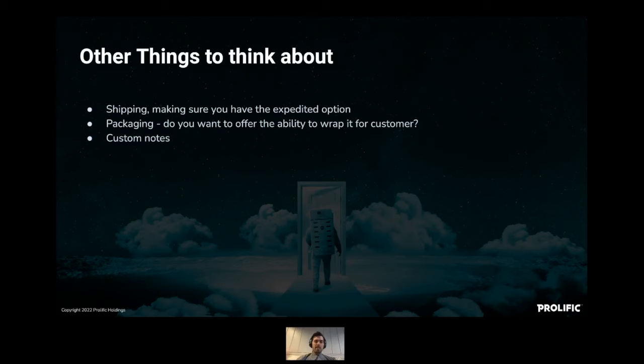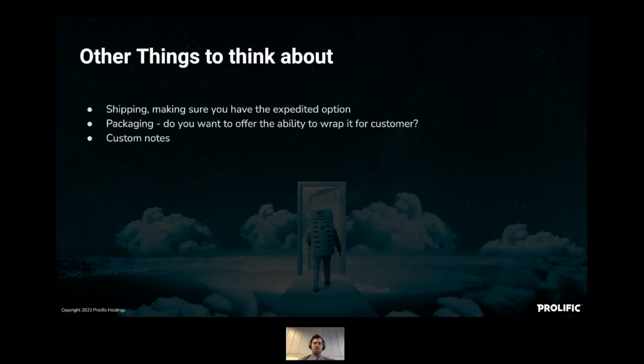And then just some other general things to think about as we're wrapping this up here. Start thinking about the shipping options that you have there. Make sure you have an expedited one for all those people that will probably be like myself. Even though I'm talking about Mother's Day 4 weeks early, I probably won't get my gift until a few days before. So you want to make sure you have that expedited shipping option on there.